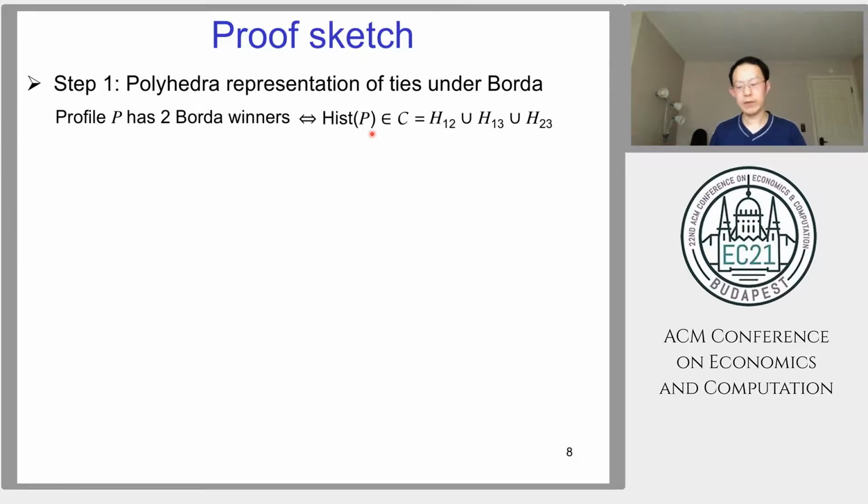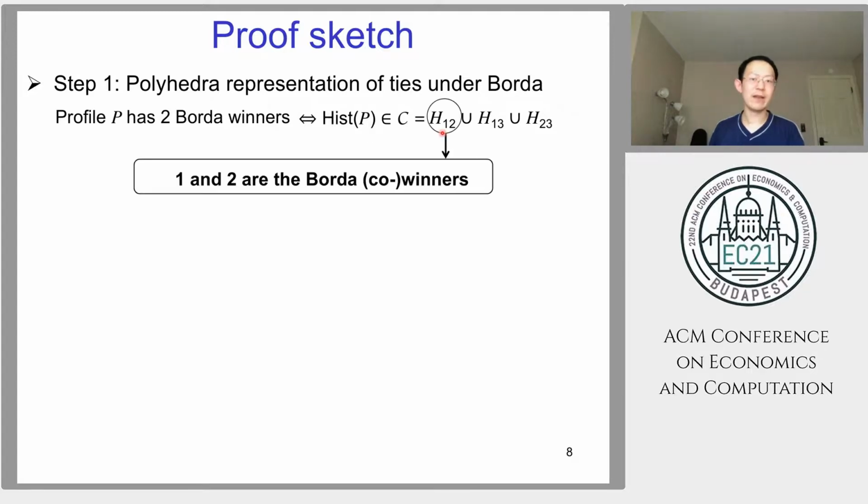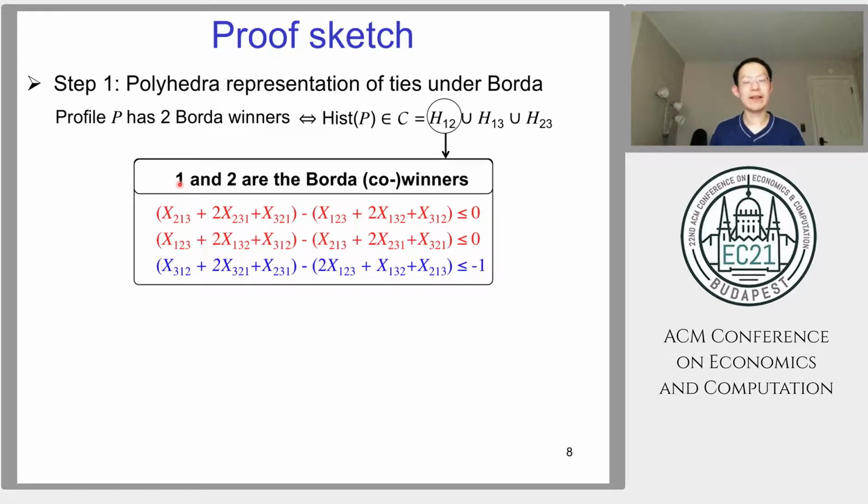And these three polyhedra, we actually have already seen one of them. For example, H12 represents the cases where alternatives 1 and 2 are the Borda co-winners, which are represented exactly by the system of three inequalities we have seen earlier in this talk. And similarly, H13 and H23 represent 1 and 3 are the co-winners, and 2 and 3 are the co-winners, respectively.